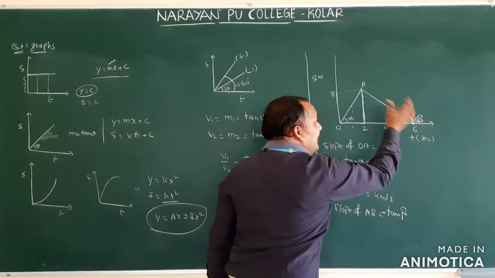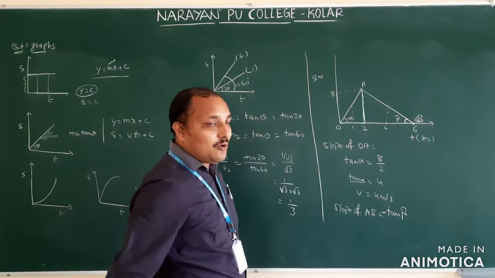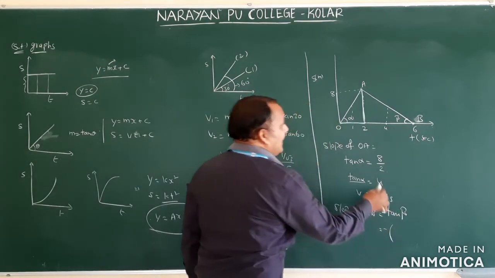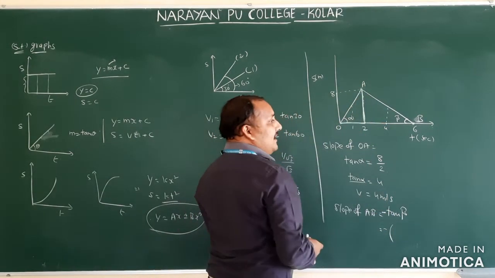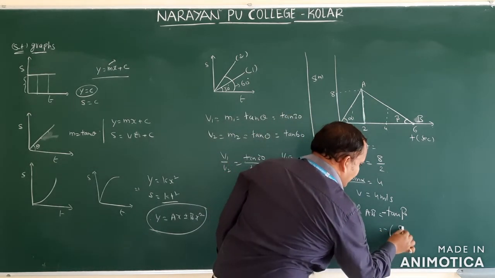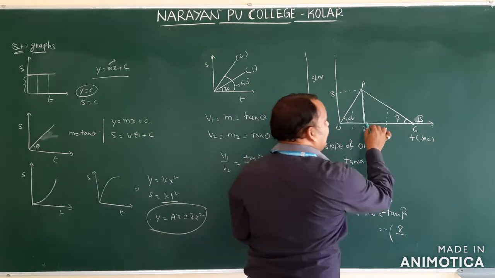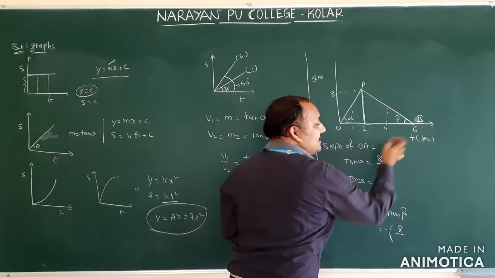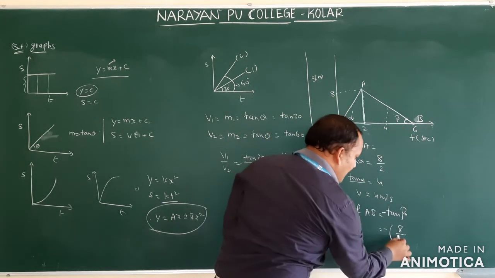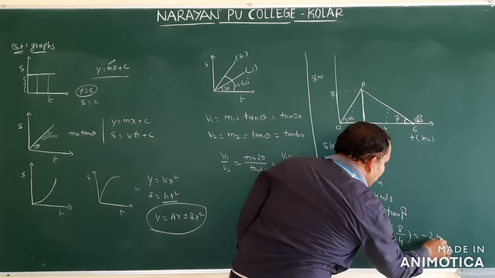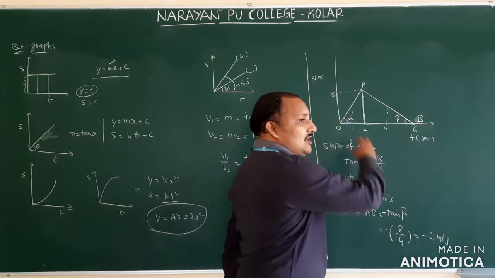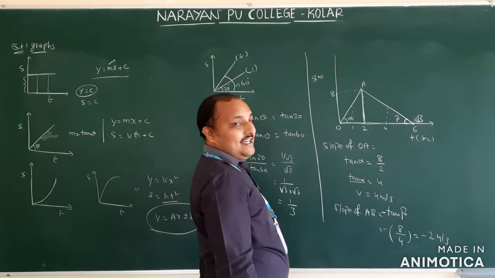Initially at 8, finally it is 0. Therefore you will get the slope as negative. So what is tan beta? Again the same. Tan beta means opposite side by adjacent side. How much? 8 by adjacent side. What is this value? 226 means its value is 4. 8 by 4 means minus 2 meter per second.